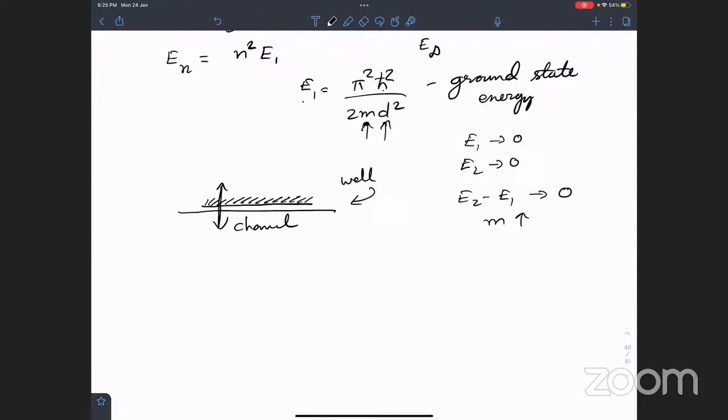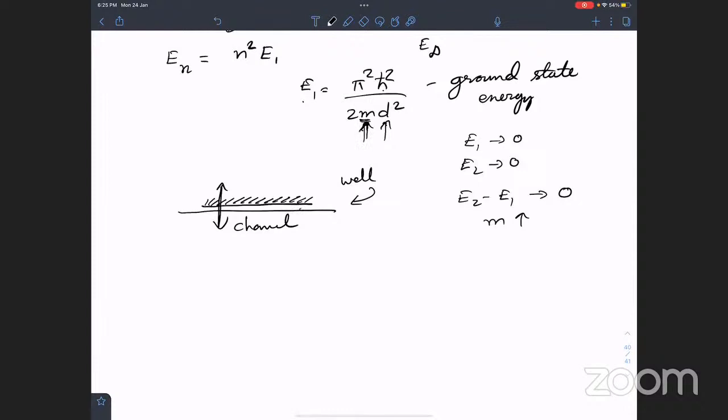What do we discover? We discover that if the oxide thickness is small, then only will the quantum confinement effects come, the quantum mechanical effects. Otherwise, if the oxide is very large, no problem, it will behave classically. The second thing is the effective mass of your carrier.